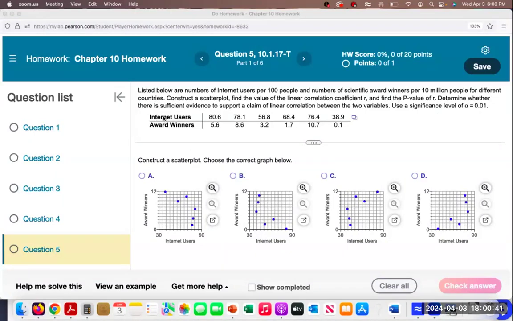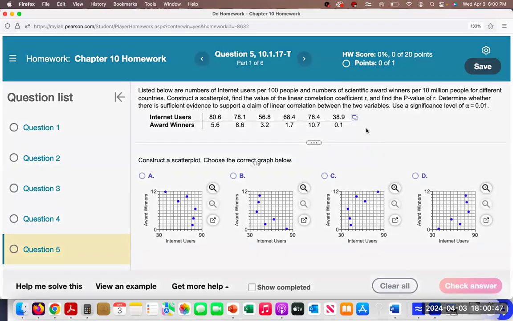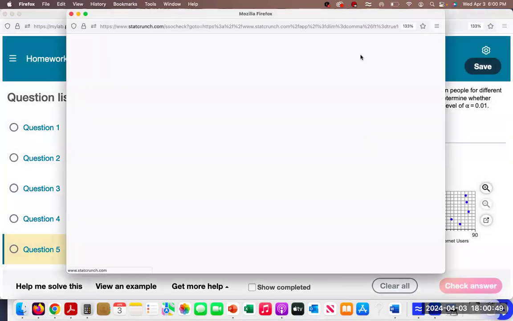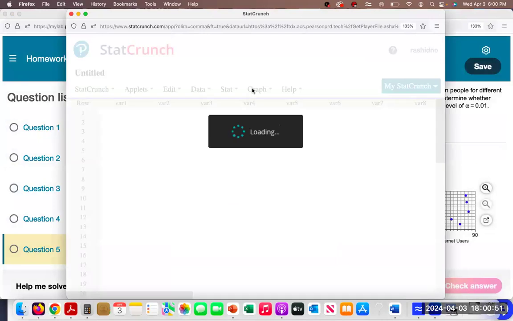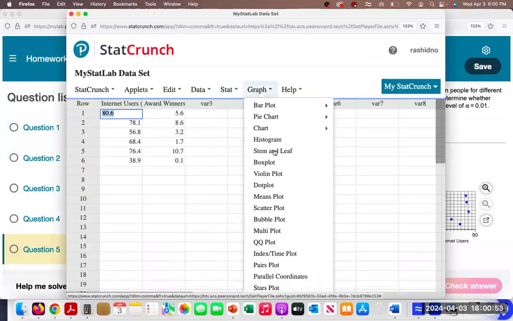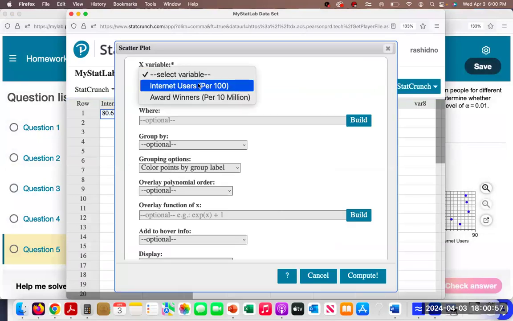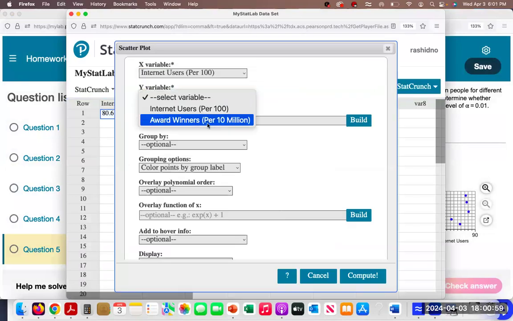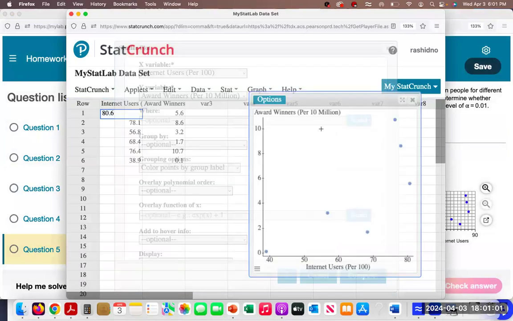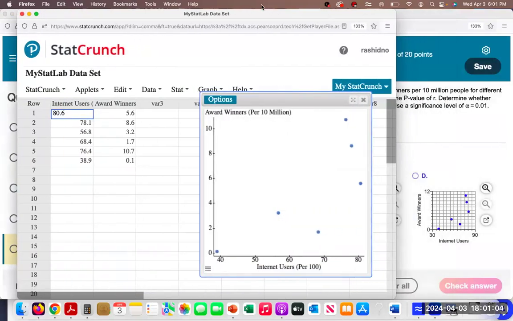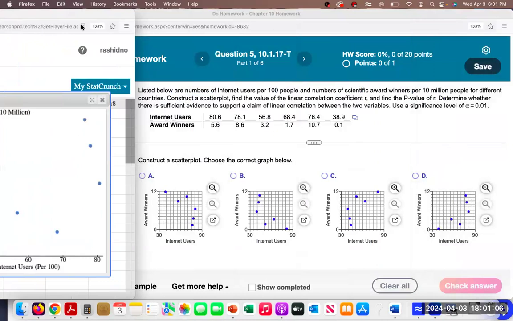So our first variable are the internet users. The second variable are award winners. So let's go ahead and open this in StatCrunch. We're going to go on Graph and select Scatter Plot. X variable are the internet users, Y variable are the award winners, and here we can see our scatter plot, and it looks like D.